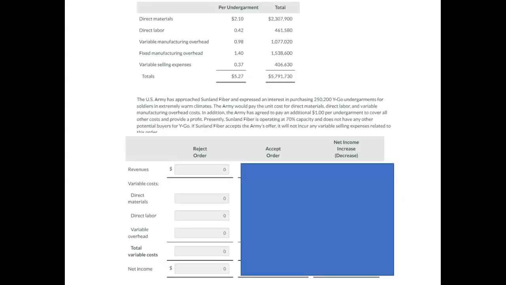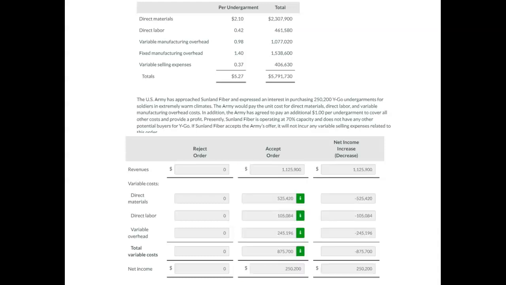Okay, now let's go over the solution, but let's go over it step by step. The approach you need to take on an incremental analysis type of situation like this is to evaluate the incremental cash flows. And what that means is you need to ask yourself, what changes for one option versus another option? So, first we look at what changes if we reject the order. Absolutely nothing. Business exists as it was planned on occurring. So there's no incremental revenues or cost of any kind.